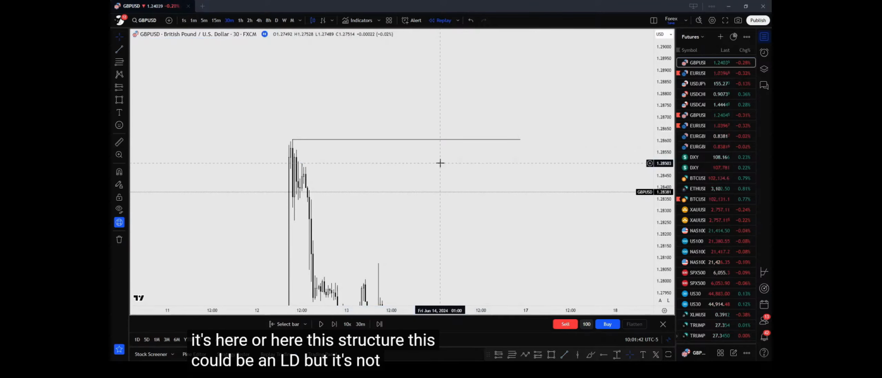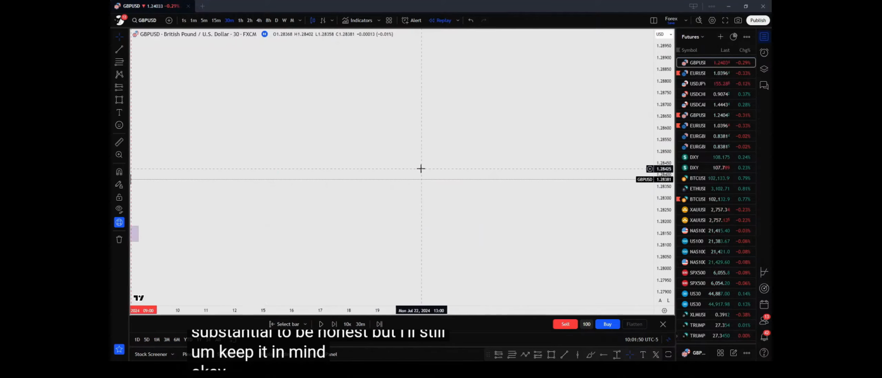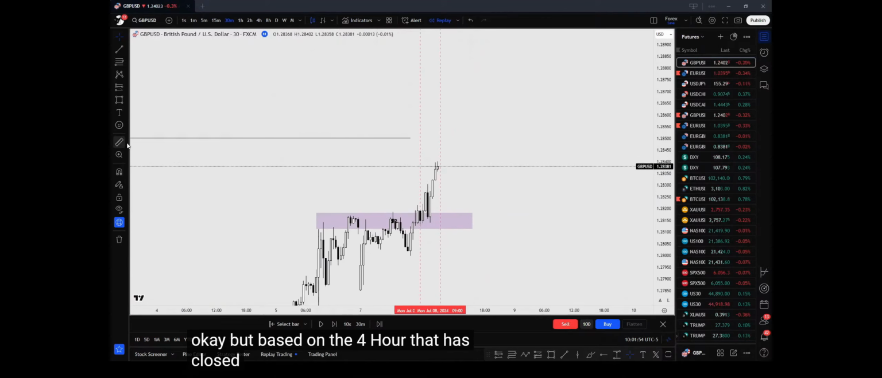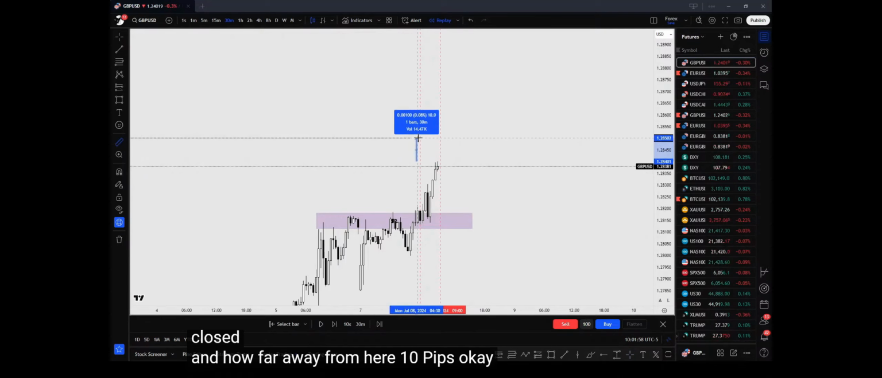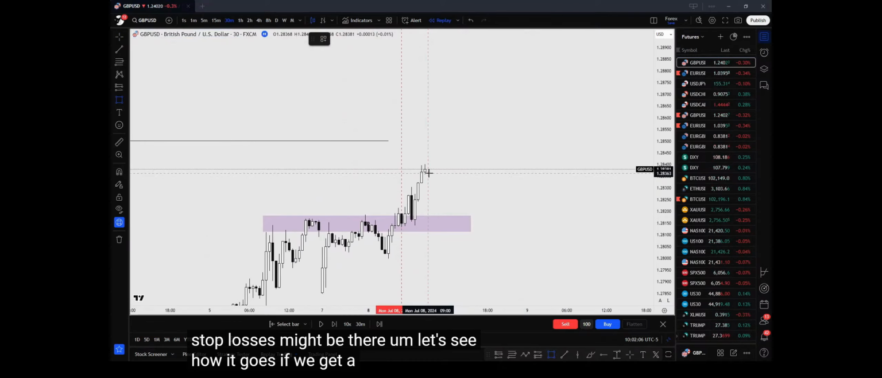This could be an LD, but it's not something substantial, to be honest. But I'll still keep it in mind, okay? But based on the 4 hour that has closed, and how far away from here, 10 pips. Okay, it's possible. Yeah, 10 pips is possible. Stop losses might be there. Let's see how it goes if we get a GC above this 4 hour.